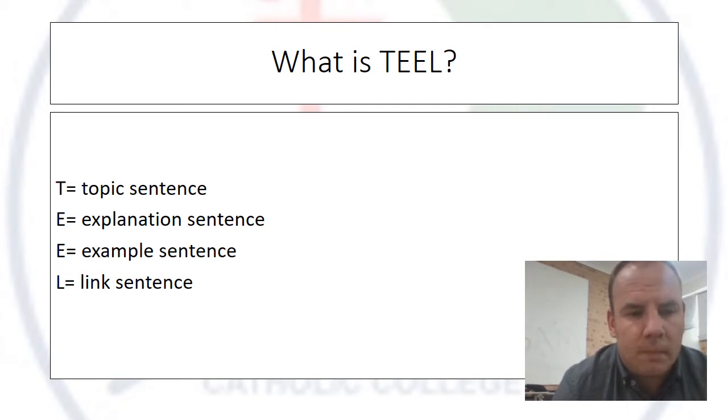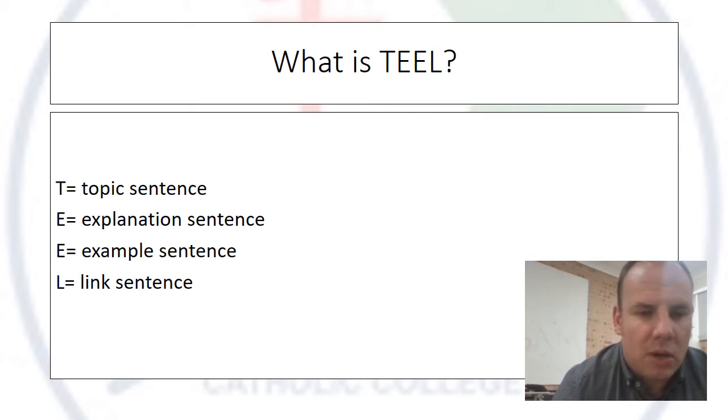So we use TEEL. T is the topic sentence, E is the explanation sentence, second E is the example sentence, and the L is the link sentence. The topic sentence is like an introduction. It straight away answers a question, but in not much detail. The explanation sentence is where you explain your answer and why the answer is right, and you use an example sentence to help you explain that example and to show why that's the right reason. And then the link sentence sums up what you've said and re-answers the question.